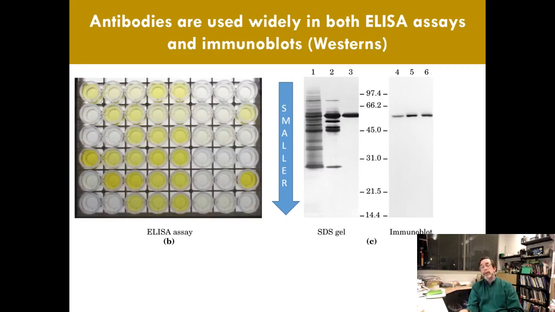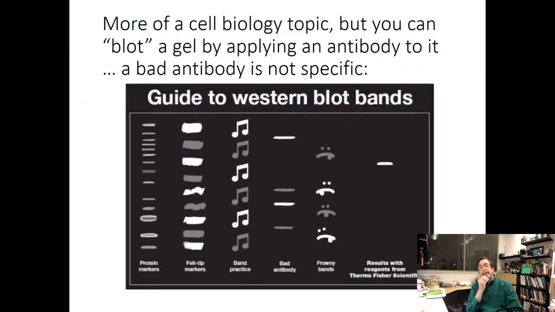Western blots are really important. Hopefully you get the chance to do one in cell bio. But this is also a big topic. You can blot a gel by applying an antibody to it. There's a lot of factors. It's complex. How's a good antibody separated from a bad antibody? A bad antibody means it will just bind to anything. It will bind to more than one thing. A good antibody is very specifically binding to just one thing. And so you can see right here, Western blot bands.